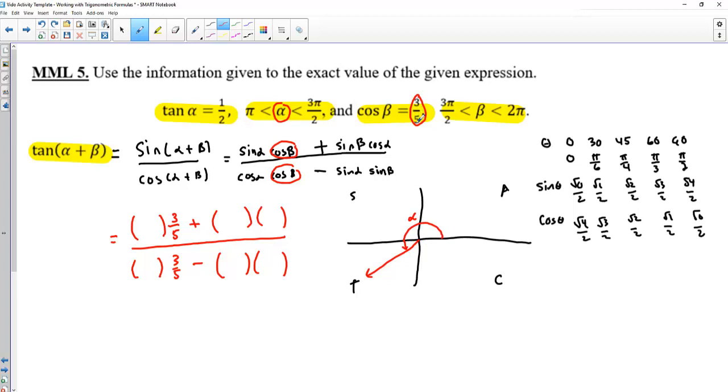And then where does beta live? Let's do beta in blue. Beta lives between 3 pi over 2 and 2 pi, so it lives somewhere over here. And so beta is right there. And given this information and our old friend SOHCAHTOA, I can make some triangles and figure out the cosine of alpha and the sine of alpha, along with the cosine of beta and the sine of beta.